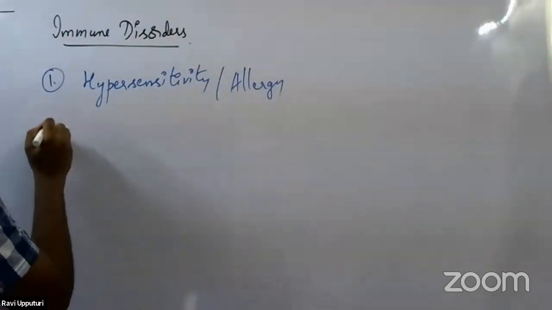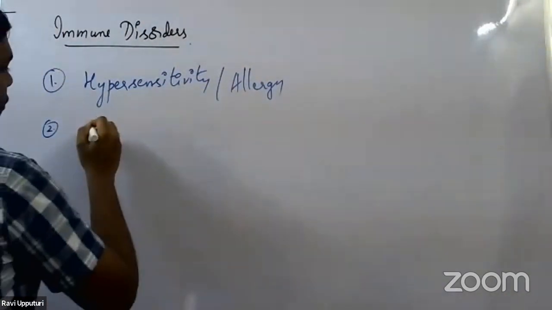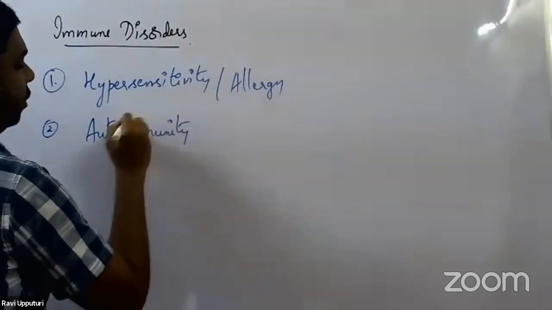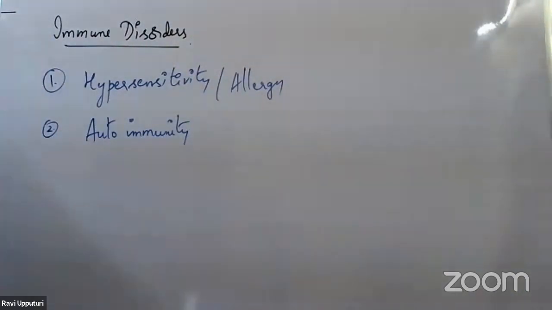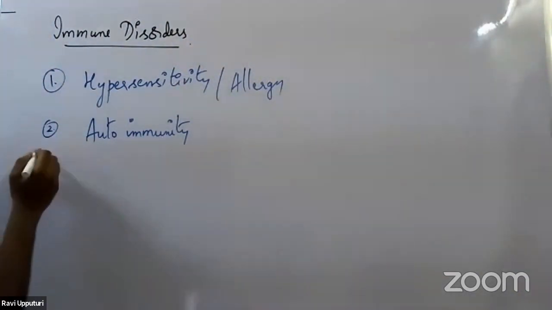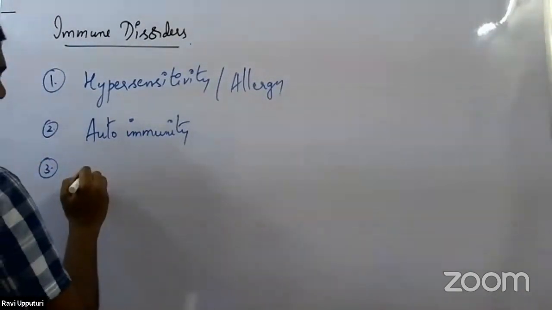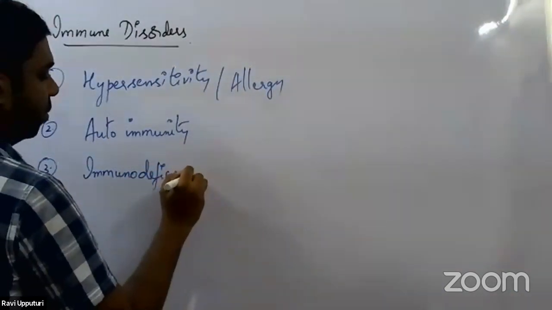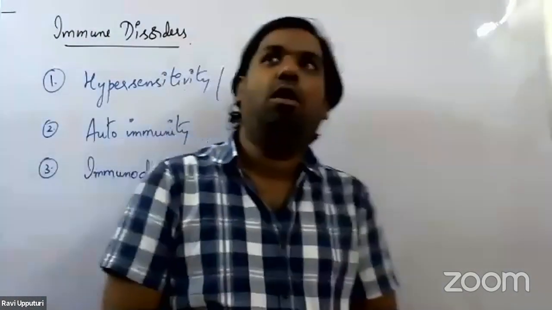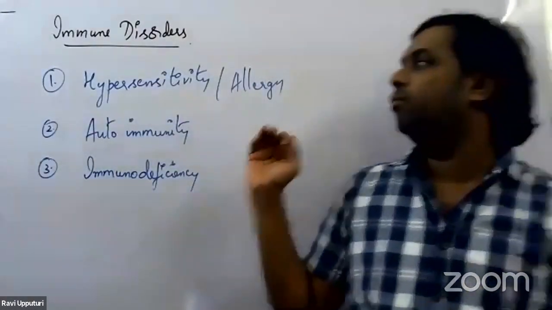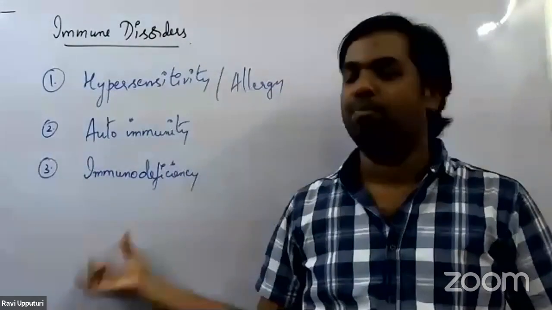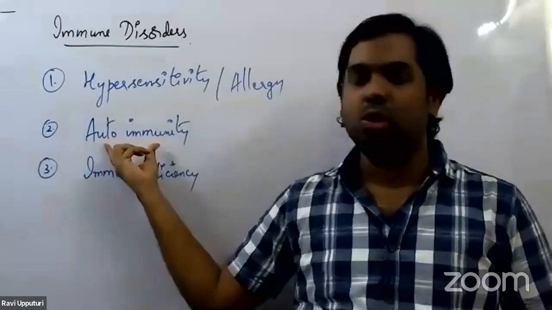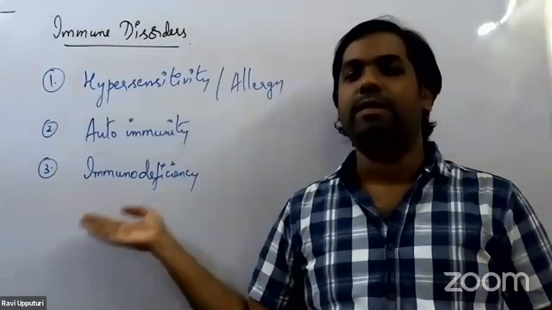The second type of immune disorder we'll be talking about is called autoimmunity. And the third type of immune disorder we'll be taking up is called immunodeficiency. So the improper functioning of the immune system could be classified into these three categories. First, hypersensitivity, which we can also call allergy. Second, autoimmunity. And the third one is immunodeficiency.